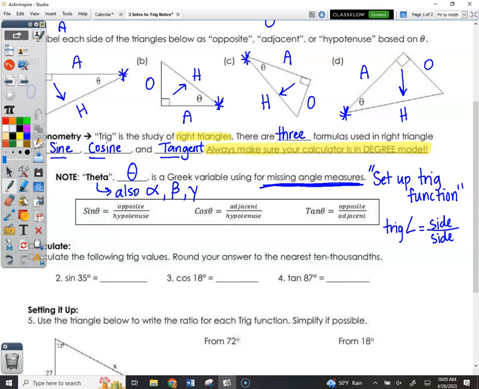Formulas. I'm going to teach you how to know when to use which one, so don't worry about that. If you use sine, you will pull the two sides labeled opposite and hypotenuse. If you use cosine, Evan, please wake up, you will pull the two sides labeled adjacent and hypotenuse. If you use tangent, you will pull the two sides labeled opposite and adjacent.